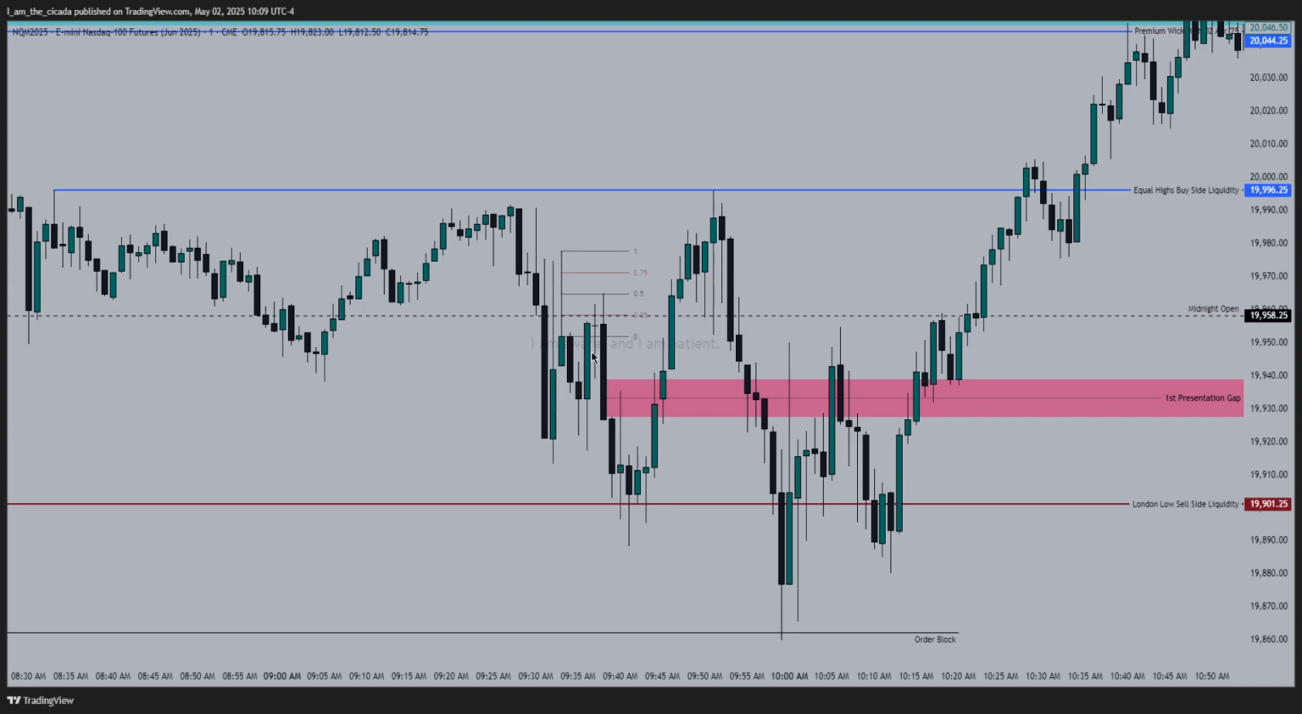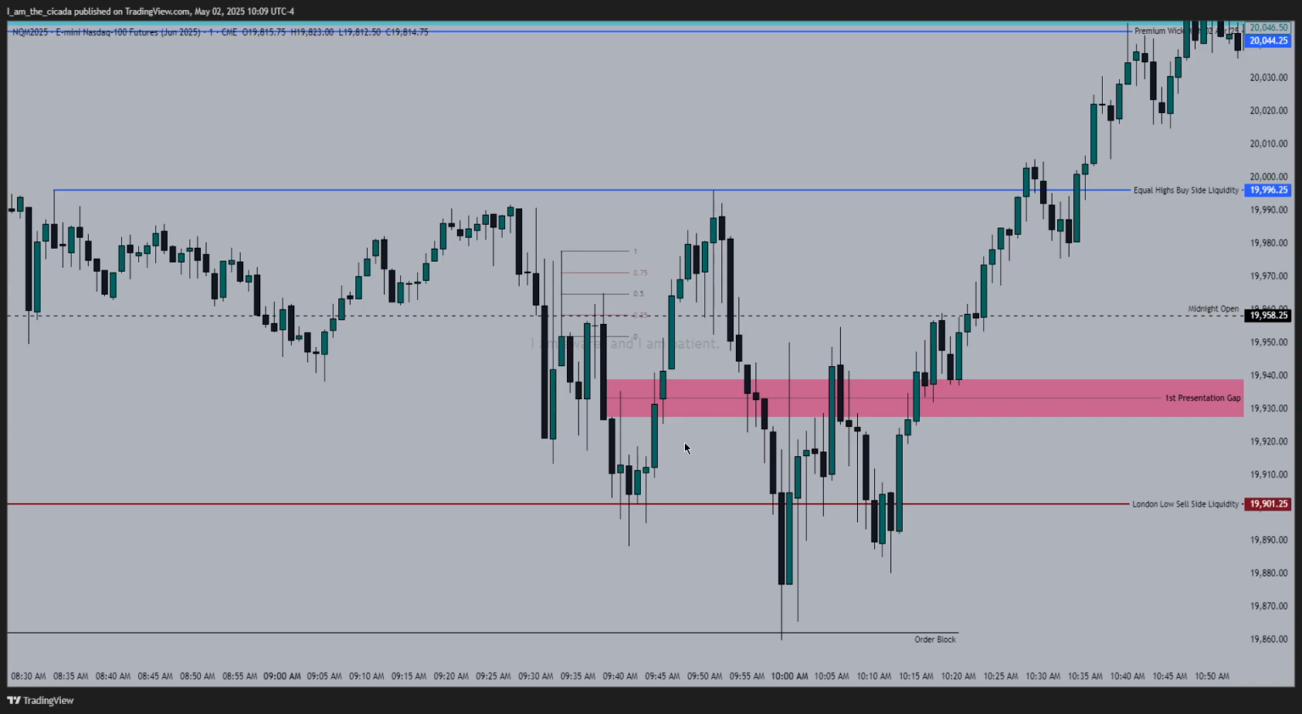Why didn't price start to rally through the run on the London low sell side liquidity? Why did it have to reach in there a second time? Now, the answer is the algorithm doesn't know how many orders there are under lows and highs. What it does know is people's tendencies.